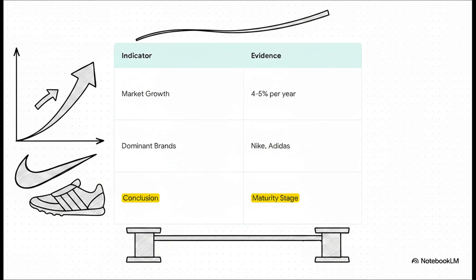And this shows the process perfectly. For our Decal Gear example, the research pack shows the market is growing, sure, but kind of slowly, at about 4 to 5% a year. We also see these massive, dominant brands like Nike and Adidas all over the place. Now, what do these clues tell us? They're screaming that the overall sports market is in the maturity stage. It's established, and the big, crazy growth period is over.